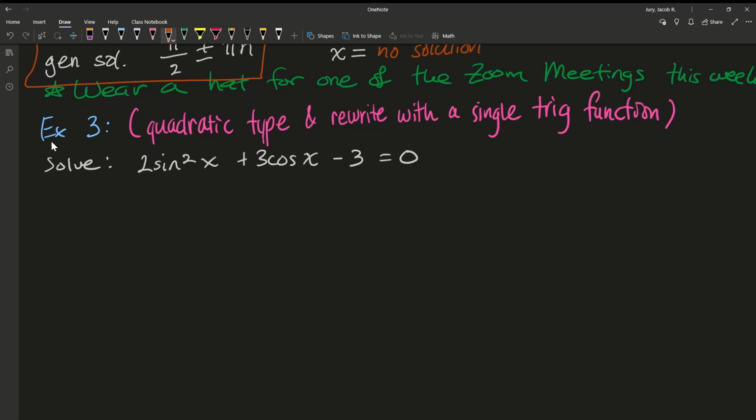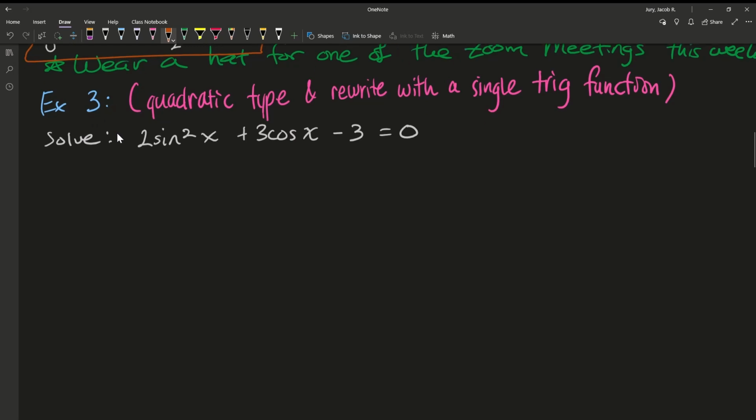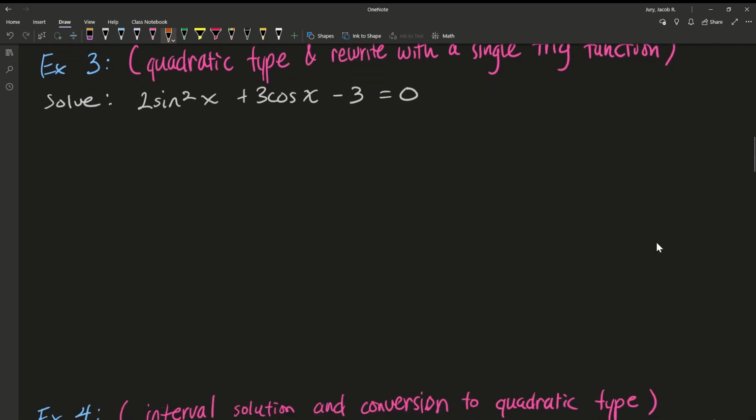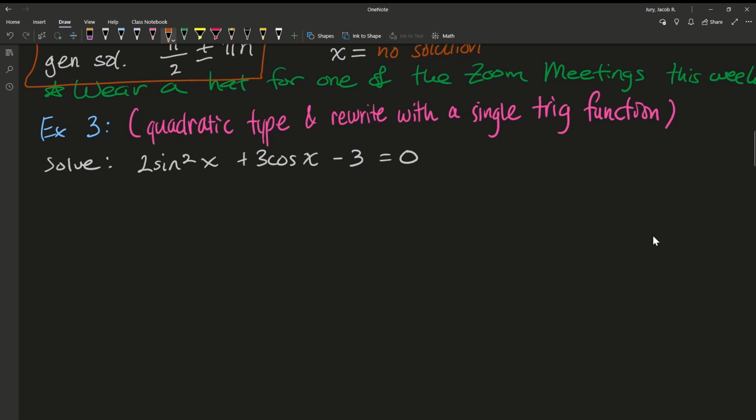Maybe they'll catch on. For this third example, the quadratic type, and to write as a single trig function, this equation has a lot going on with it. First thing I notice is it would be really difficult to factor this because, number one, cosine isn't the same as sine, so how can I factor something that doesn't have a common term? Also, it has 3 terms, so that's unfortunate.